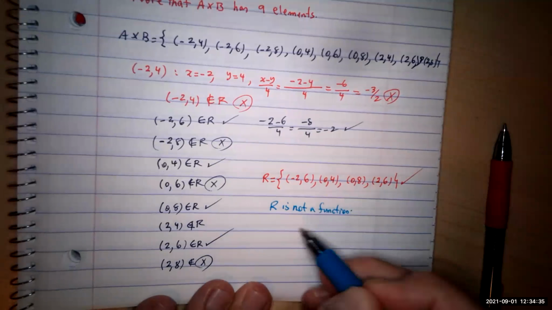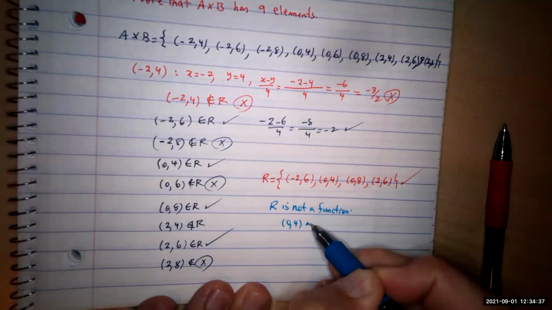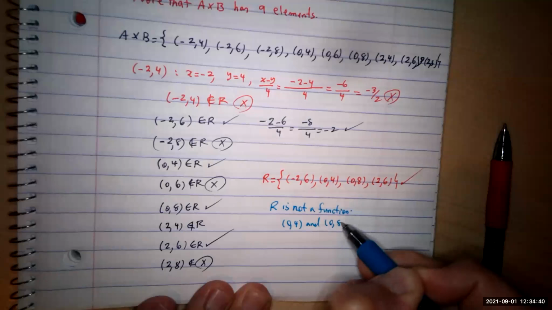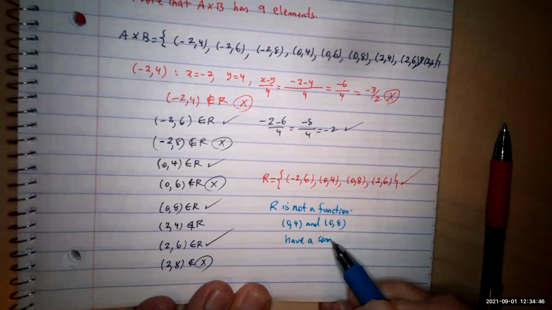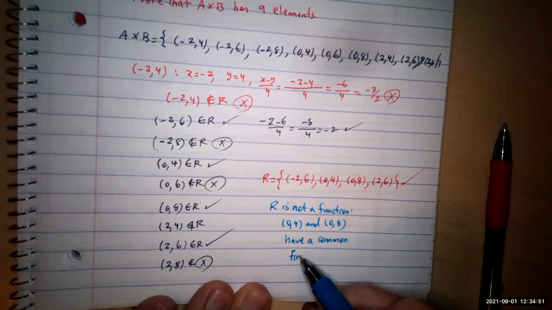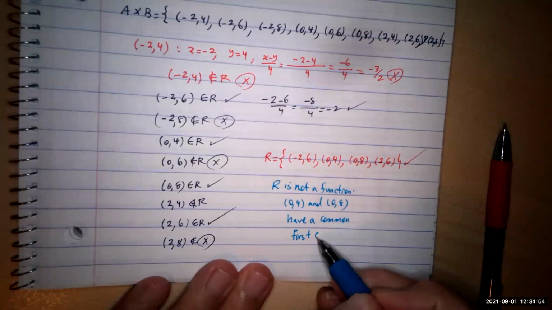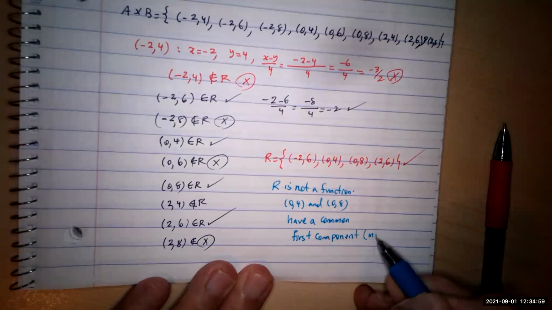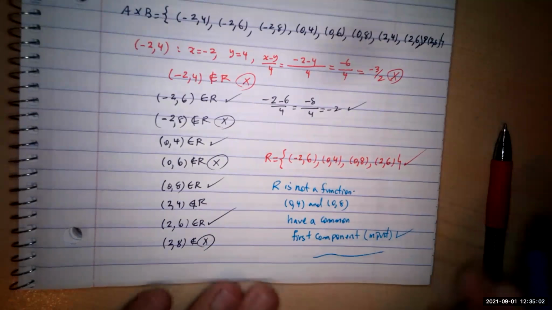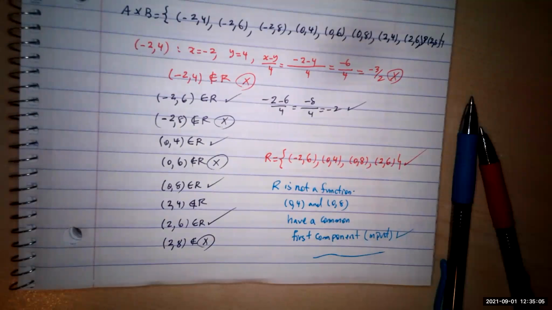The reason is that 0, 4 and 0, 8 have a common first component, or input. So this is going to be the function question, if you like. But the rest are just translating. So read the solution sets, and if you have any question, just let me know.